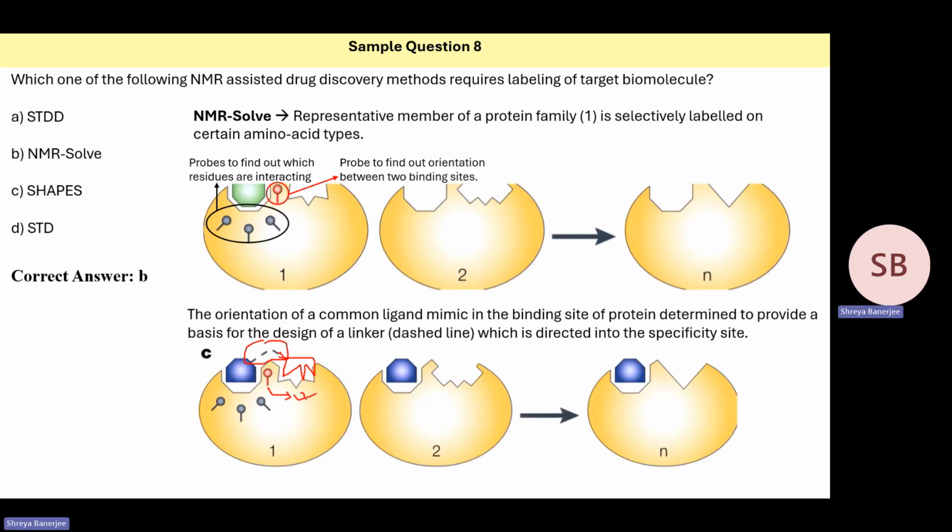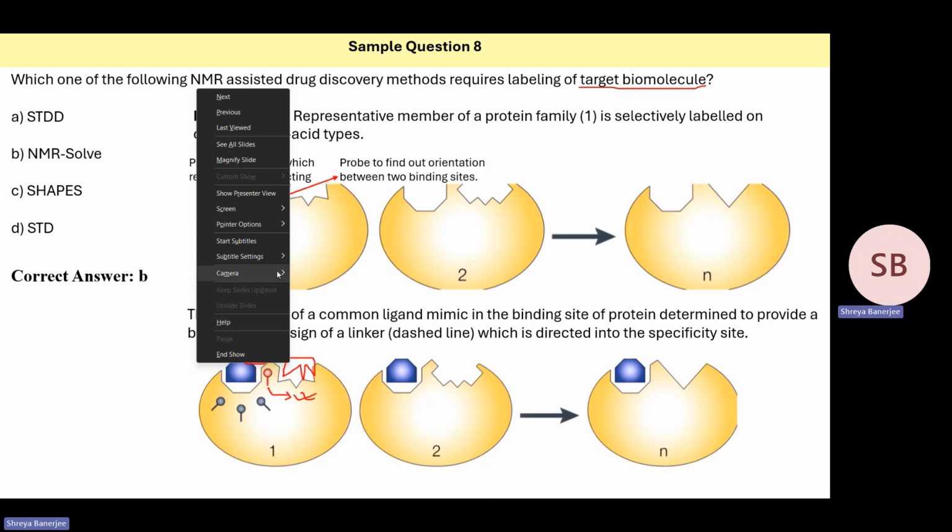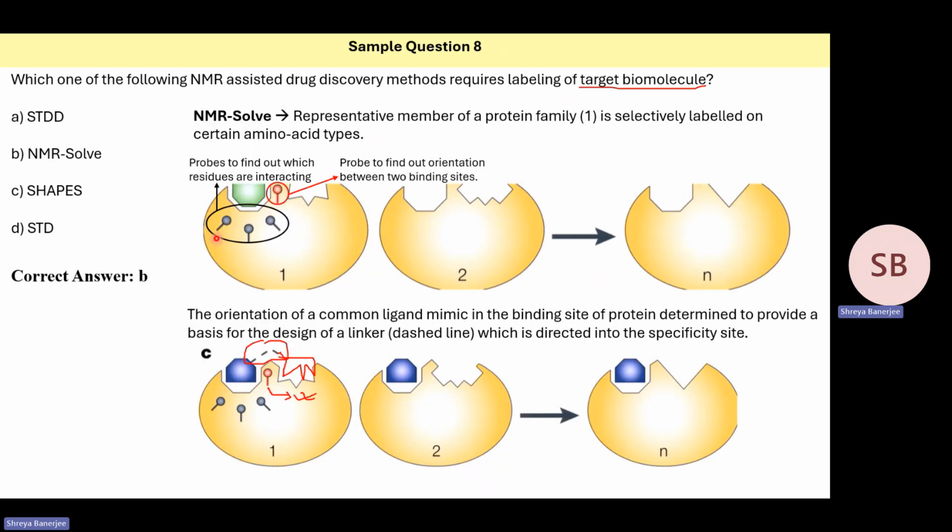So in this technique, we are labeling the protein, which is the target biomolecule. The label of the protein is telling us what are the residues of the protein that are interacting, which will help us design the drug for the first binding site, and what are the residues between the two binding sites so that we can design the linker to connect the second fragment of the drug. So the correct answer is B, that is NMR solve.